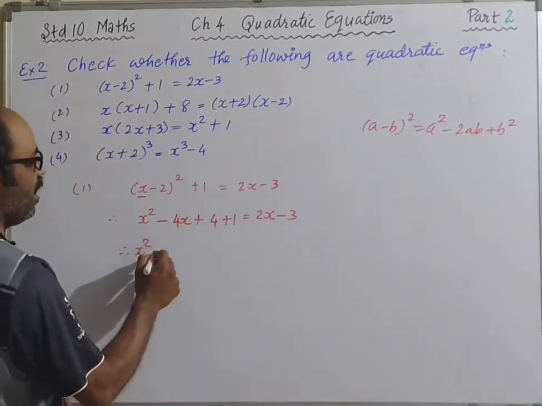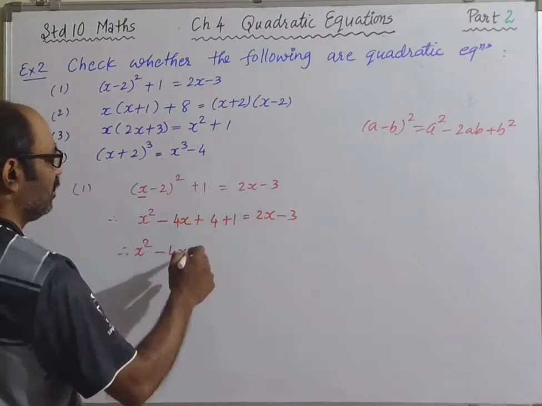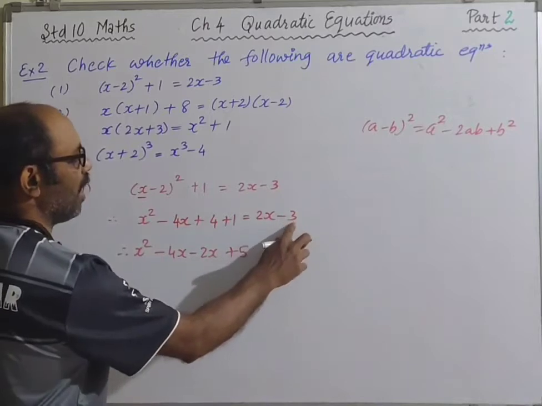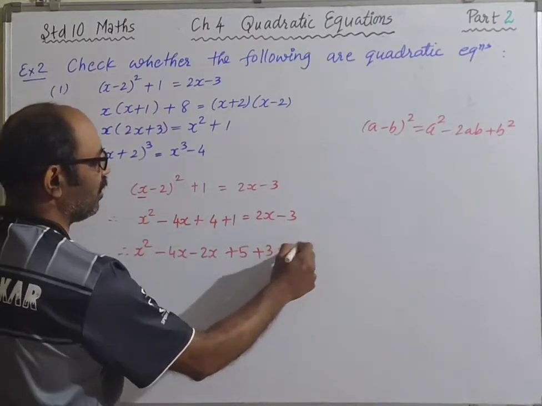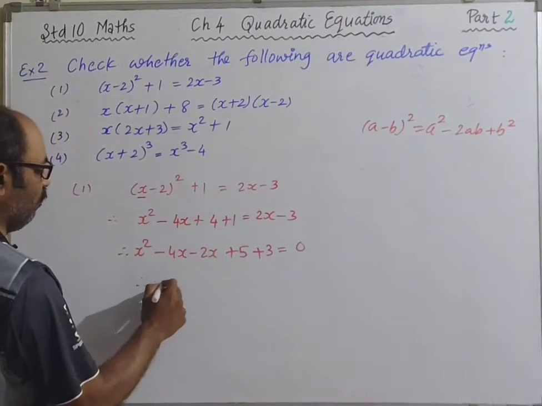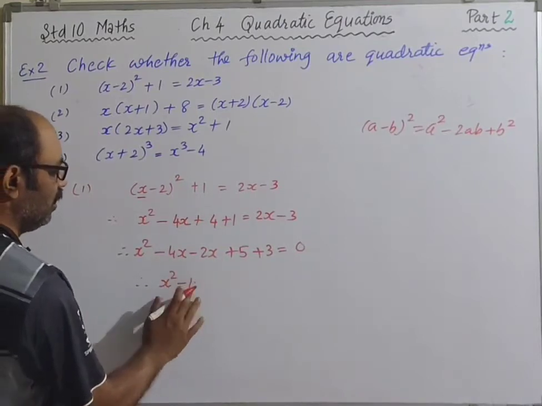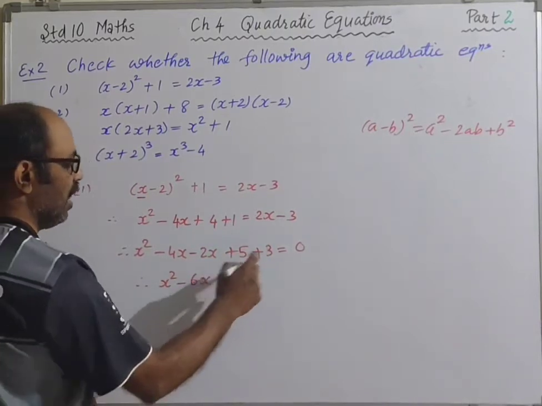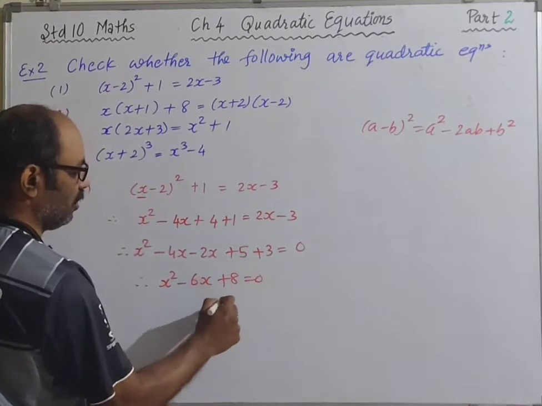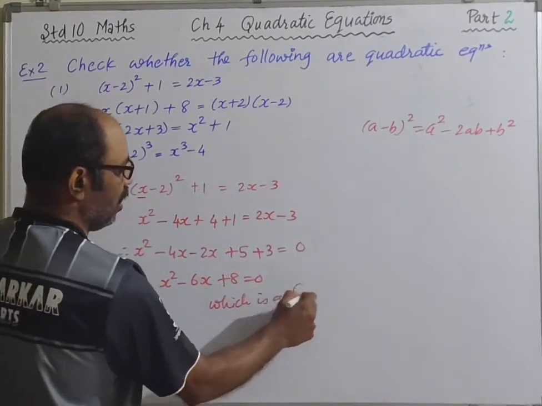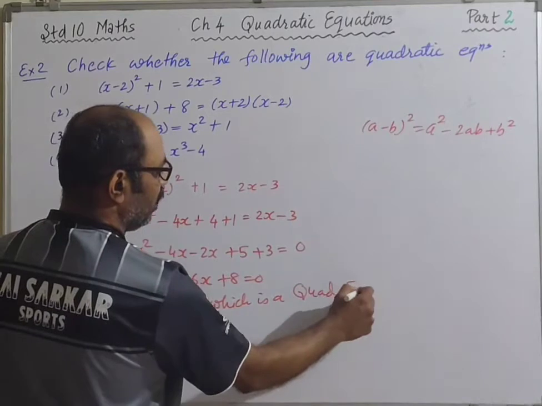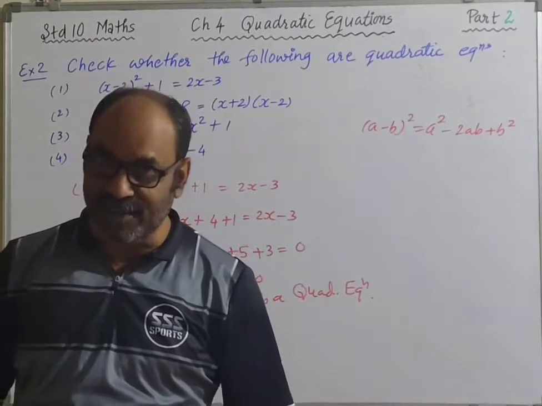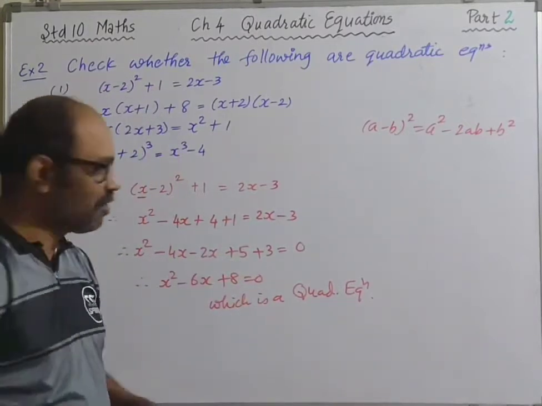So that is x square minus 4x. This is minus 2x if you take it on the other side. This is plus 5 or minus 3 on the left hand side becomes plus 3, equal to 0. So therefore, x square minus, yes, this is minus 2 minus 4, minus 6x, and this is plus 8 equal to 0, which is a quadratic equation. So the first one is a quadratic equation. We'll see if the second one is a quadratic equation or not. Alright children? Okay.